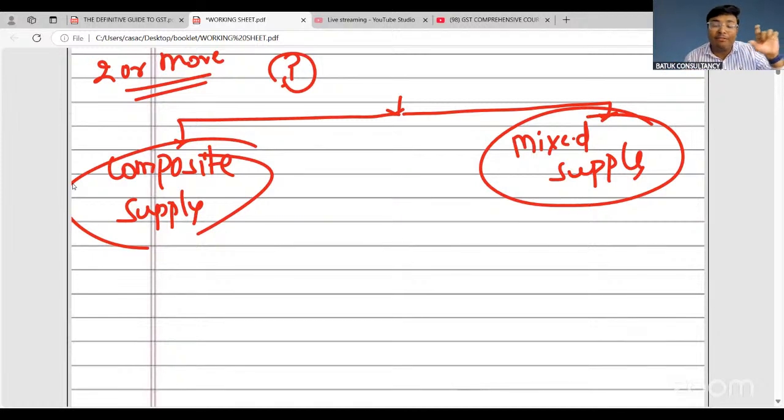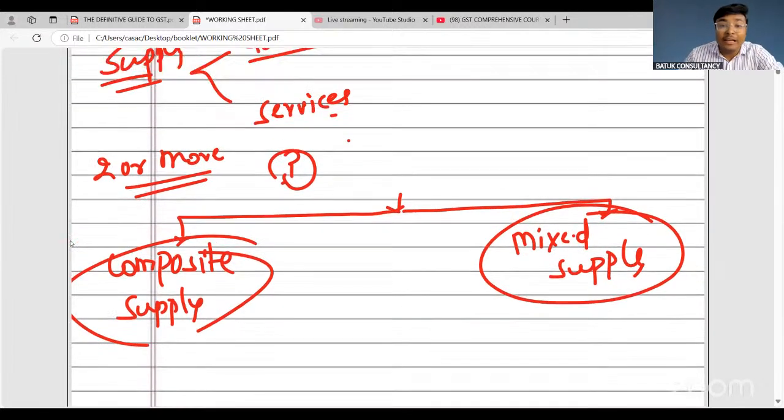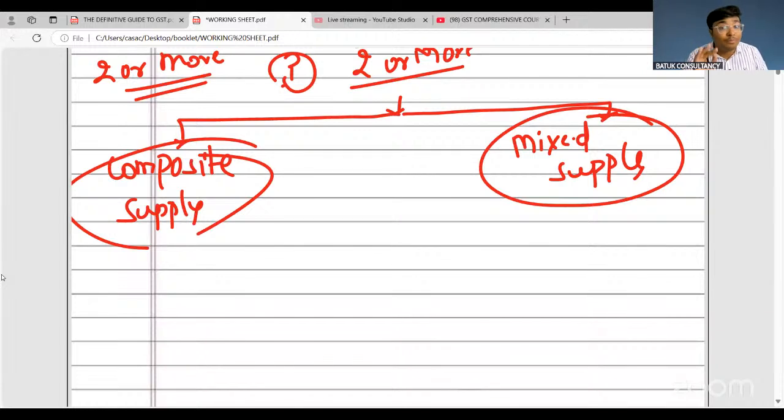Now, when we have to decide or bifurcate between composite supply and mixed supply, it is only when two or more supplies are provided. If it is a single supply, then there will be no issue because the rate will be the same on that particular product. But if there are two or more supplies, in that case, we have to decide from the rate applicability perspective, composite supply and mixed supply. Whenever there will be two or more supplies, our role is to determine the nature. And based on that nature determination, we have to charge the GST as per the applicable rate.